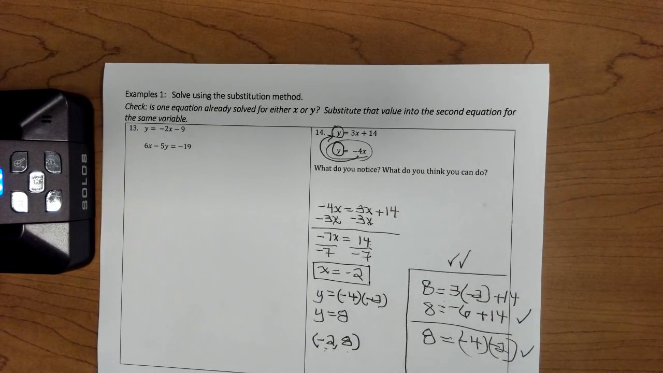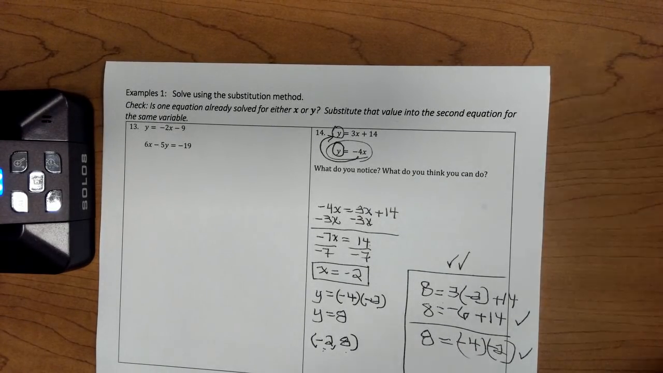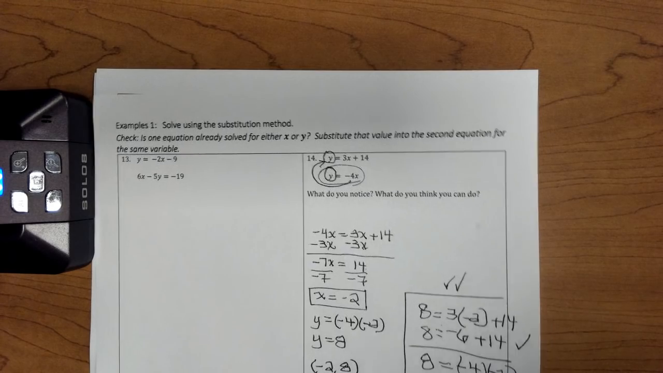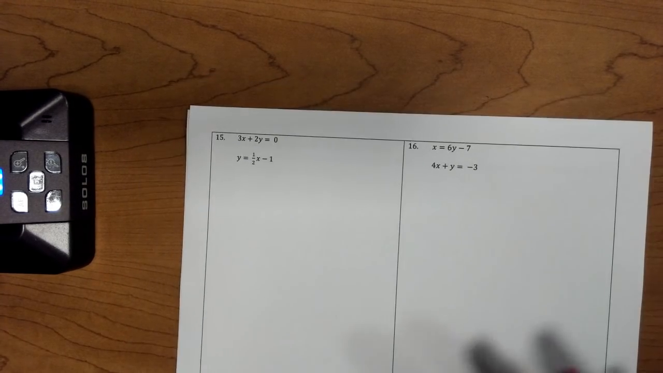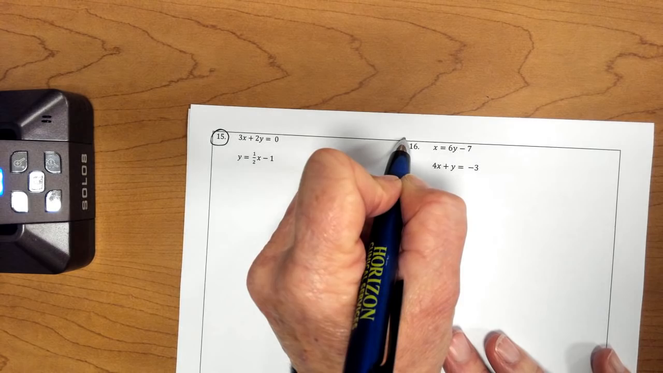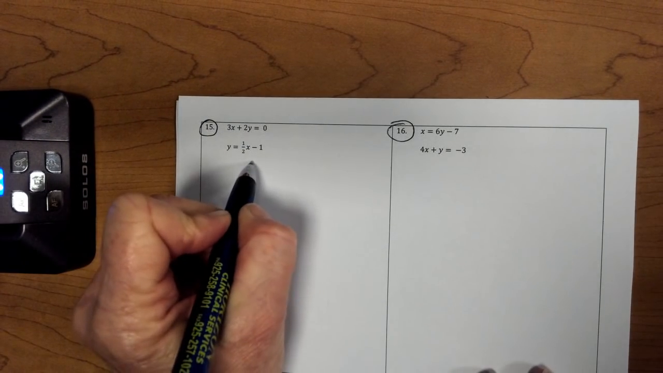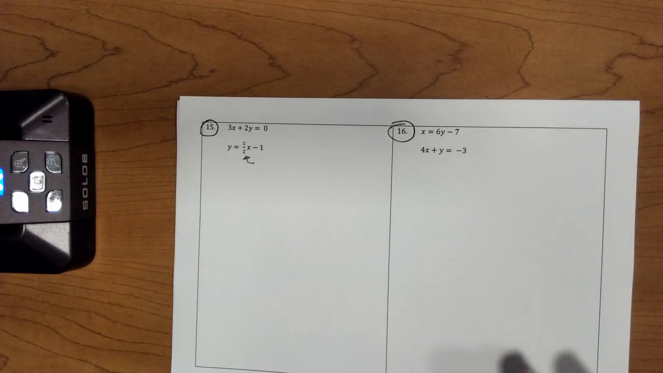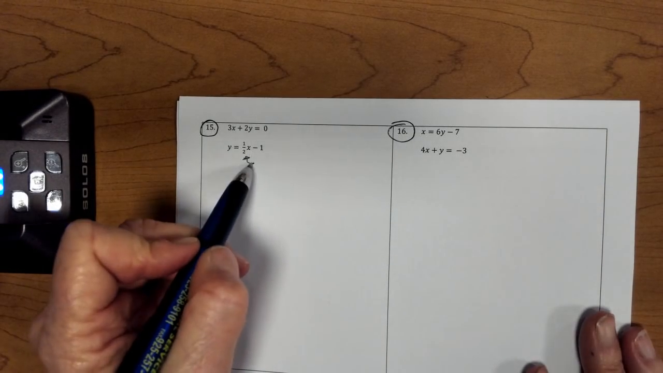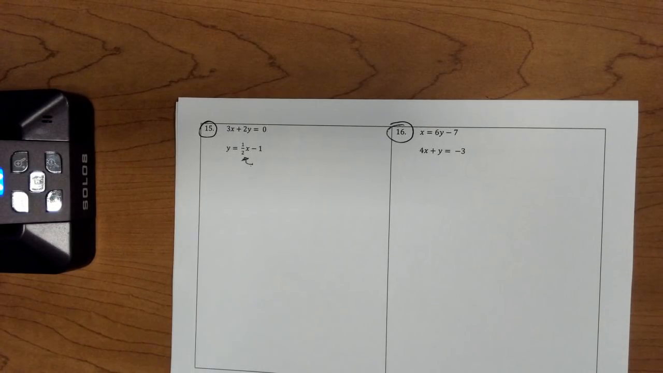So that's number 14. So now, moving on, I would like to make sure that you do the following problems on your own: number 15 and number 16. So do those right now, and I really want you to concentrate a lot of effort on the 1/2 x. So try it, give it your best shot, and you can.